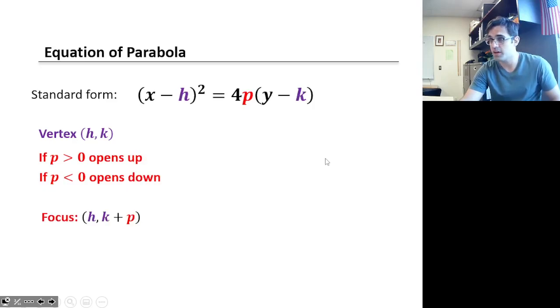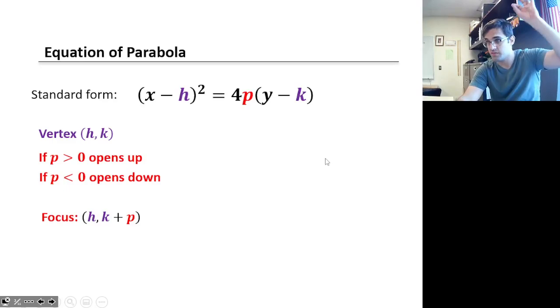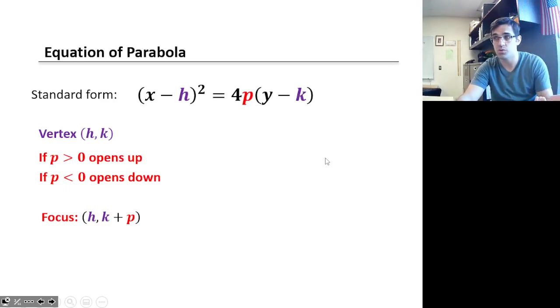Now, if it's an x squared, the focus is going to be a vertical change. Since it opens up or down, it's going to be a vertical change to find the focus from the vertex. So we're going to take our p-value and add it to the k-value of the vertex, and that will be the point that is our new focus.